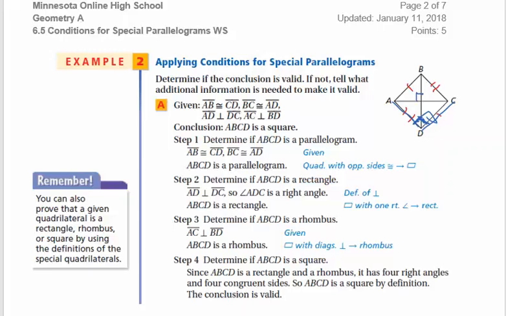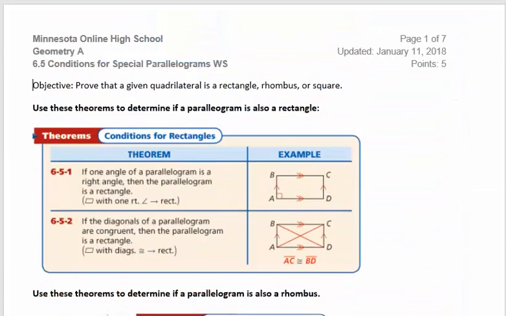So step one, and we want to conclude to see if it's a square or not. Remember, to be a square, it has to be a rectangle and a rhombus. So first we have to see if it's a parallelogram. Well, opposite sides are congruent, so there you go, you have a parallelogram. Next, we want to see if it's a rectangle. Well, because AD is perpendicular to DC, we have a right angle here, and that is enough to have a rectangle. Remember that very first one that we looked at says that if you have a parallelogram, which we just found out we did, with one right angle, then it's a rectangle.